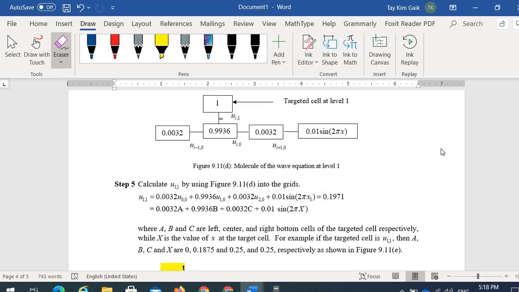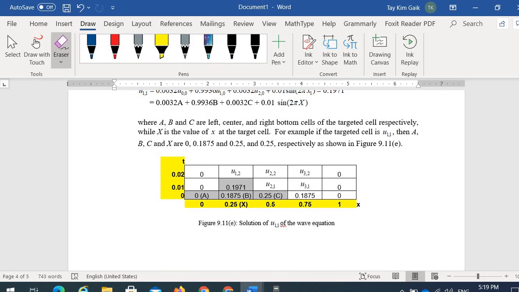U11. Okay, follow the molecule. U11 depends on 0.0032 U00. Okay, left, this is the left bottom, center bottom, right bottom, plus 0.01 sin 2 pi x1. Okay, I here. This is I 0, 1, 2. Okay, so U11.